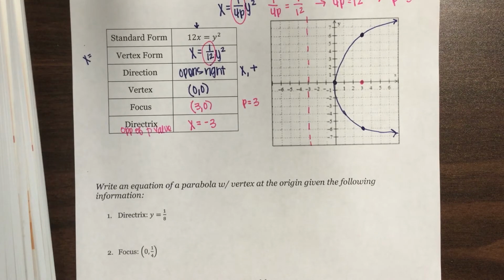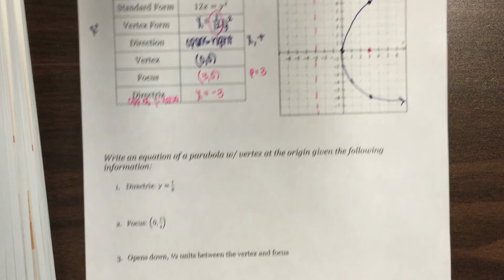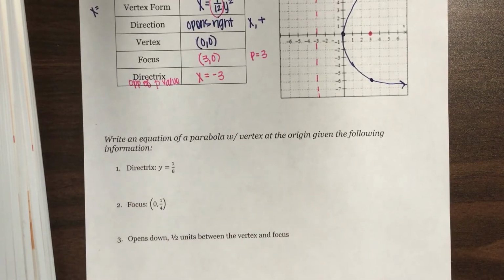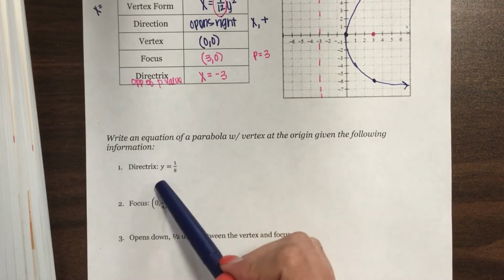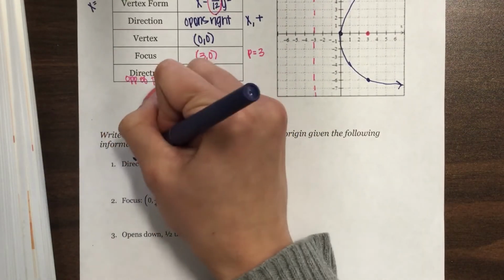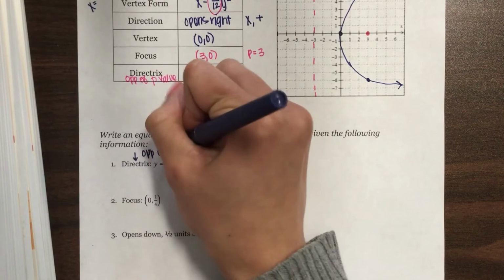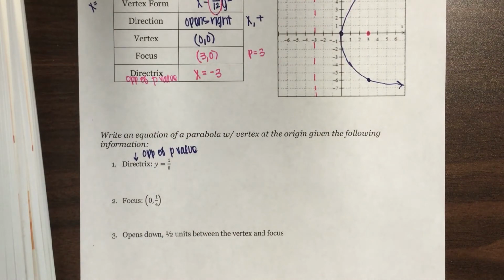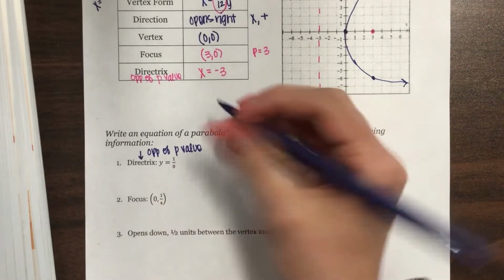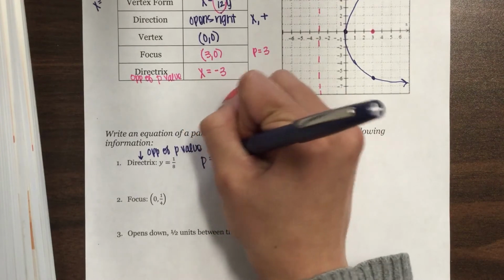Okay. Let's do 3 more just short examples, okay? So we have to write equations of a parabola with the vertex. Write an equation of a parabola with vertex at the origin given the following information. So if you're given the directrix, remember the directrix is opposite of the p-value. And once you find the p-value, you can write all of these equations. So if this is the opposite of the p-value, that means p equals -1/8.